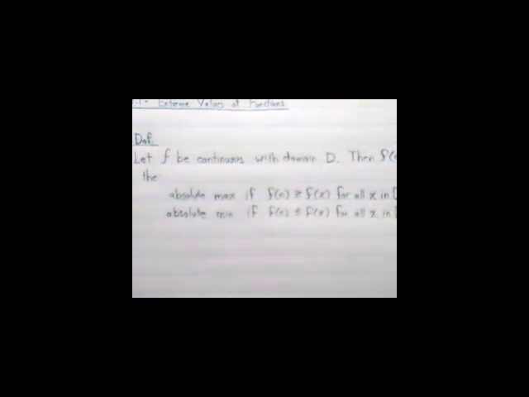Okay, so basically the value of it is the largest compared to everything else in the domain, or the value of it is the smallest compared to everything else in the domain.